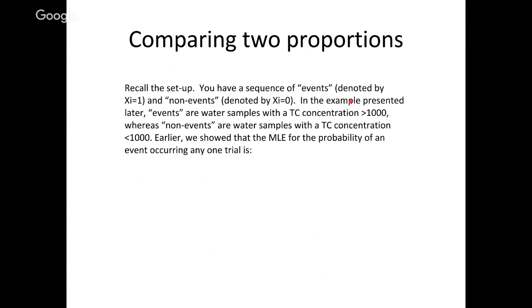And so in the example presented just now, these events would be water samples with TC concentrations greater than 1,000. So we denote that sample with xi equal to 1, whereas non-events are water samples with a TC concentration less than 1,000, which we would denote as xi equal to 0. The key thing is that we showed earlier that the maximum likelihood estimate for the probability of an event occurring in any one trial, assuming that the binomial theorem applies, is going to be given as follows.